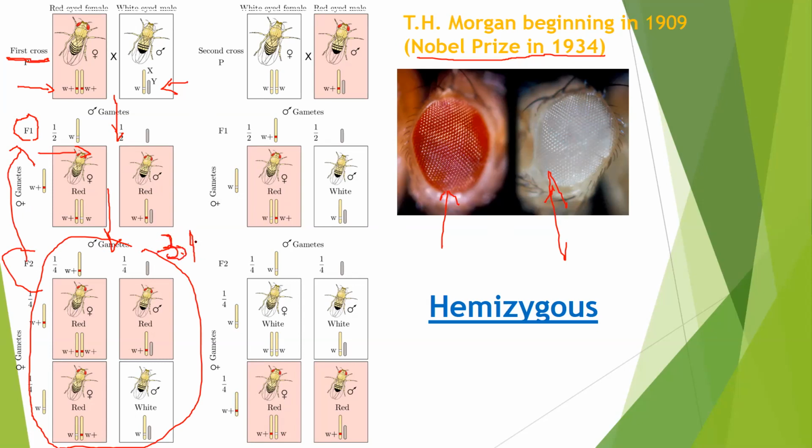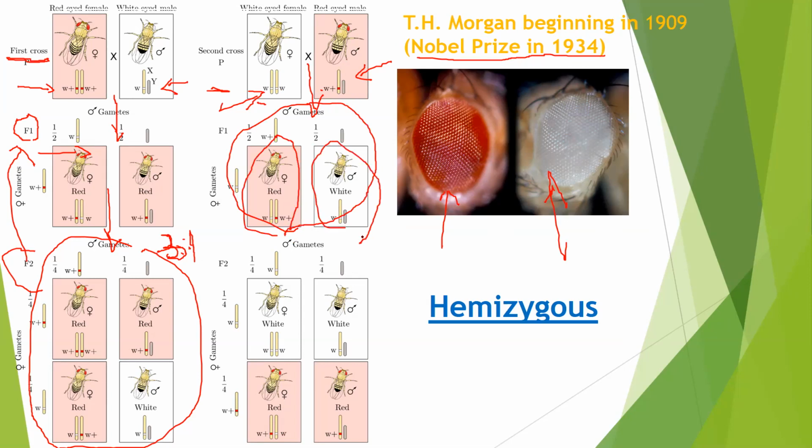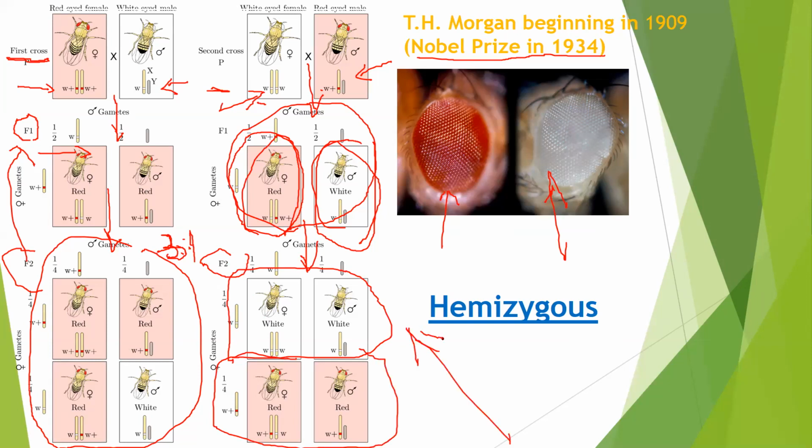However, when he did the second cross, he switched the parent roles. This time the female carries the mutant phenotype, the white eyes, and the male has the wild type, red eyes. In F1, he observed segregation of the phenotypes: half of the progeny showing the wild type and half showing the mutant. Interestingly, all the wild type F1 progeny are female, and all the mutant F1 progeny are male. He generated the F2 population and didn't see the classical 3-to-1 ratio. By doing this, he figured out that this gene is associated with the sex chromosome.